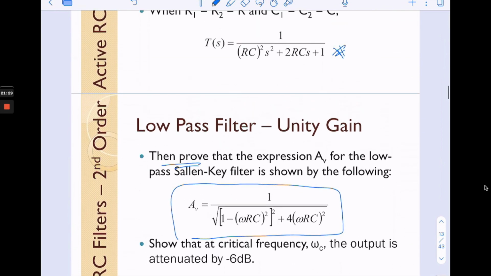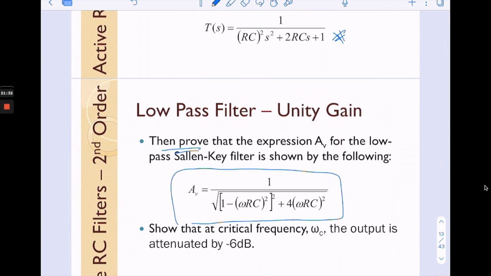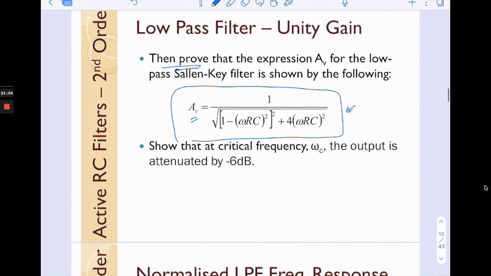Okay, so you can get the magnitude of this TS term, and you can get the gain for the unity Sallen-Key filter as something like this. Beyond omega C, the gain will be attenuated at -6 decibels per decade. So this is the frequency, and this is the gain here, and this is actually -6 decibels per decade.